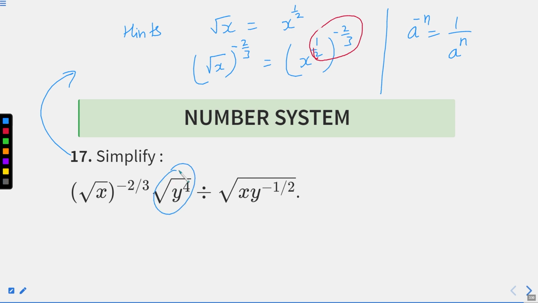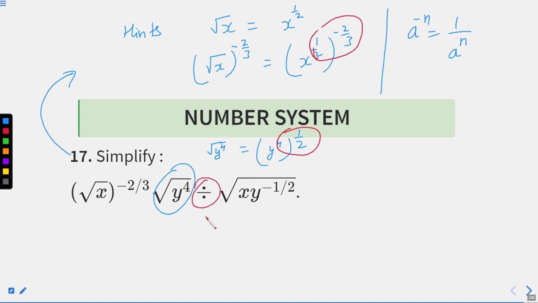Okay. Now for this, root y4 is equal to y4 power 1 by 2. Now the same thing will happen here. This will get multiplied. Okay, I hope this is also clear.